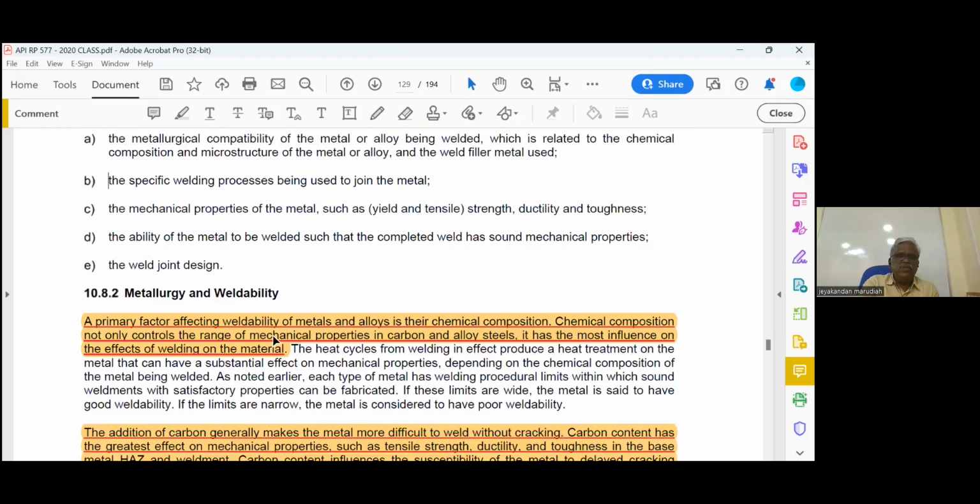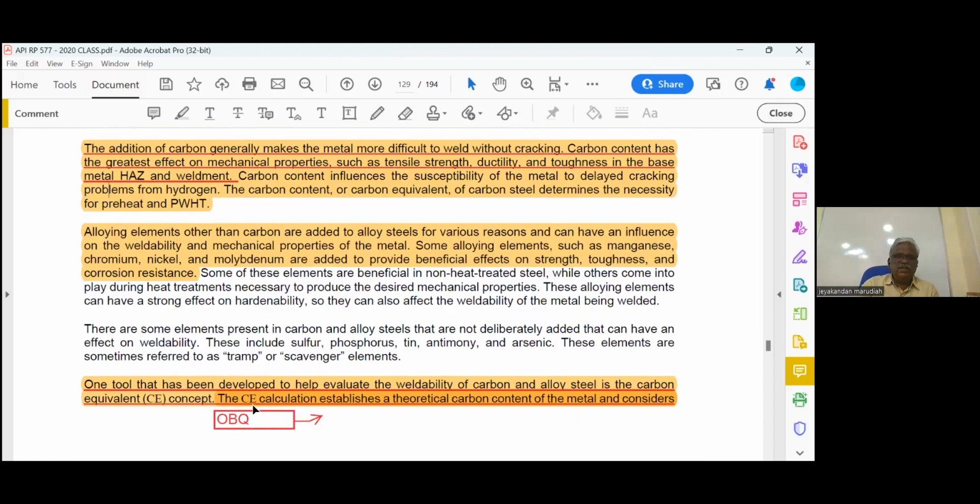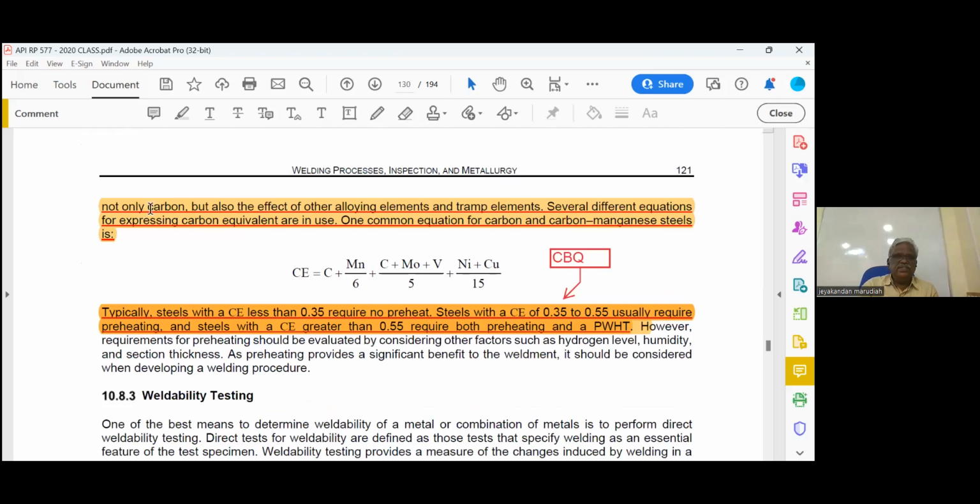Then page number 120, last is the pair of this one. The carbon equivalent calculation establishes the theoretical carbon content of metal. That is open book question. Theoretical carbon content is the keyword. And it considers not only carbon but also the effect of other alloying elements.